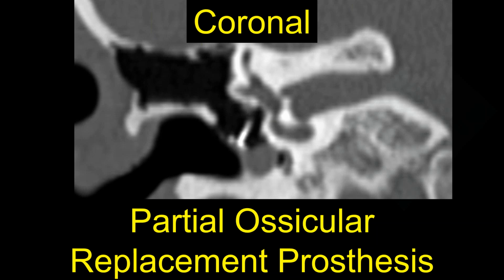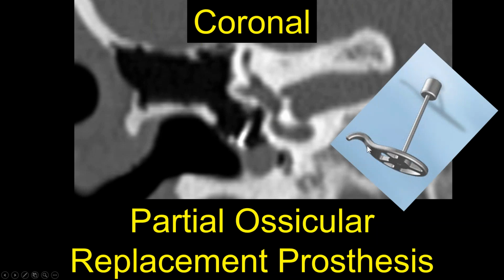So here's an example of this make and model of this PORP in this case. So we have a wide portion that's connecting to the TM that can be sutured to the tympanic membrane itself, and then a stem similar to that bucket handle that's connecting to the stapes superstructure.